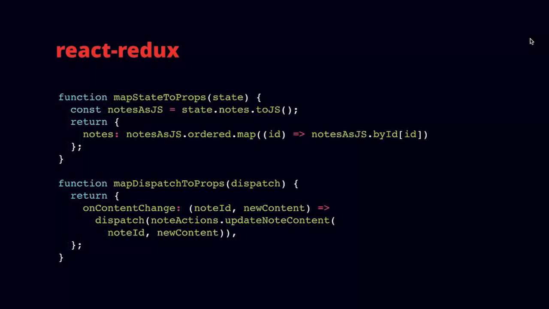And then the second one is map dispatch to props. What we here want to do is make sure that the component will have, as one of its properties, a function called onContentChange. And when the component triggers that function, then we will call this corresponding function, which takes two arguments, a node ID and new content, and it will create a new node content action with those arguments and dispatch it. So basically, if we call onContentChange on this component, then the end result will be that an action, the update action, is going to get dispatched.